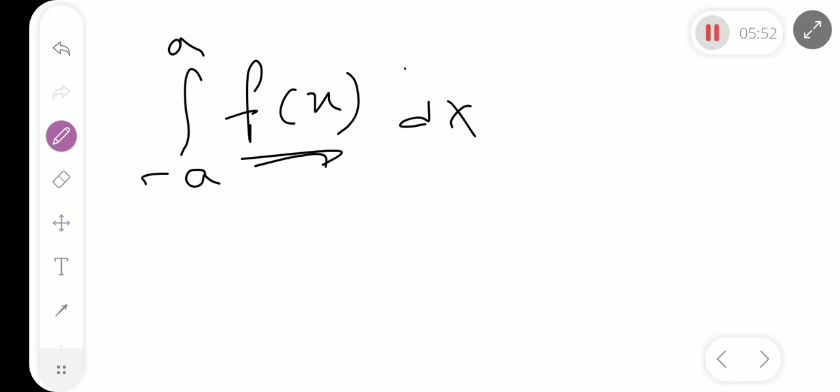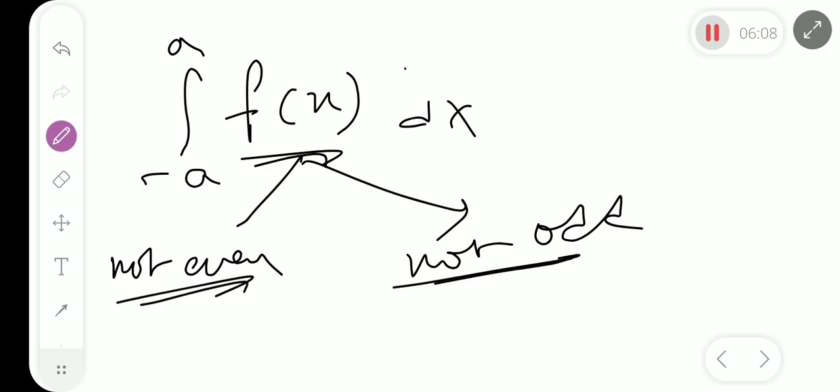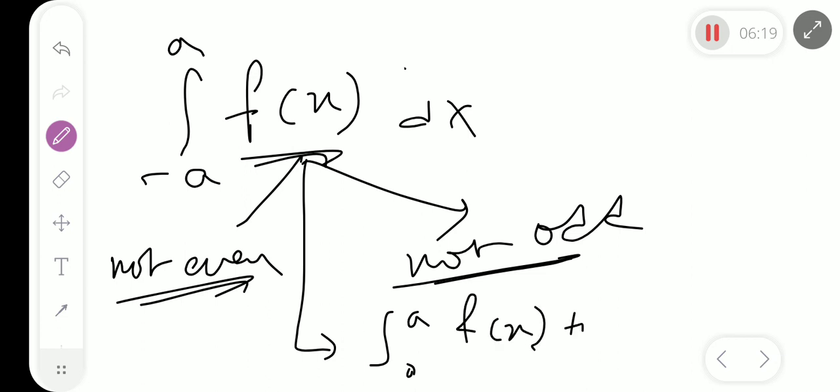If it is the integral from minus a to a of f of x dx, and we don't know whether it is even or odd, you can't say. So here the property is used: this integral will be converted to the integration from 0 to a of f of x plus f of minus x dx.